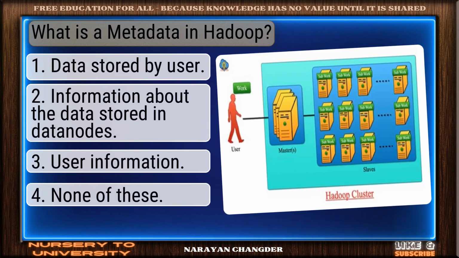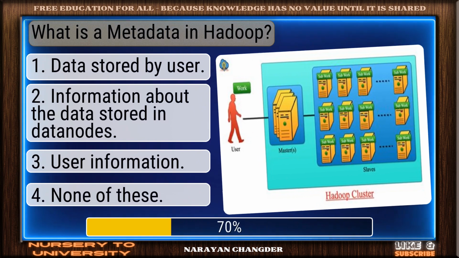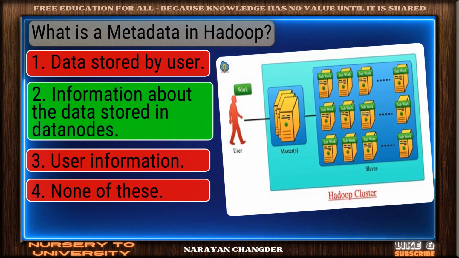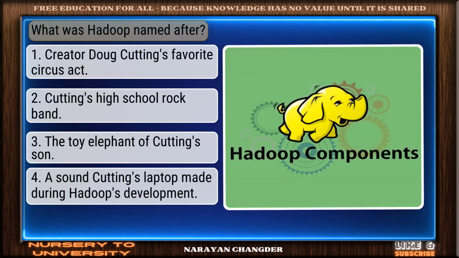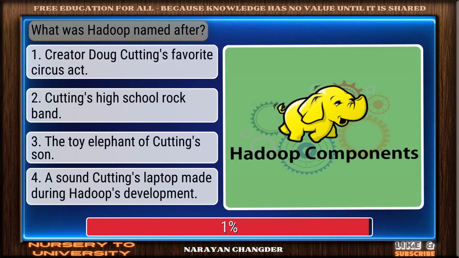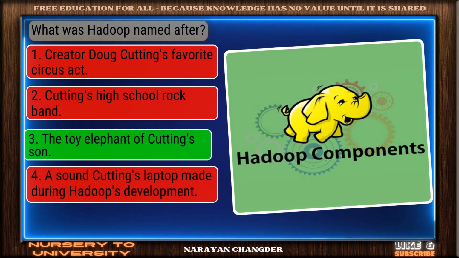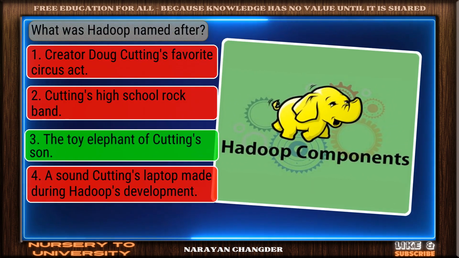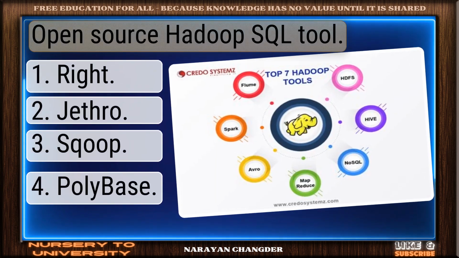Question number 67. What is metadata in Hadoop? On track. Information about the data stored in data nodes is the correct answer. Question number 68. What was Hadoop named after? You chose the toy elephant of Cutting's son, and it is correct.